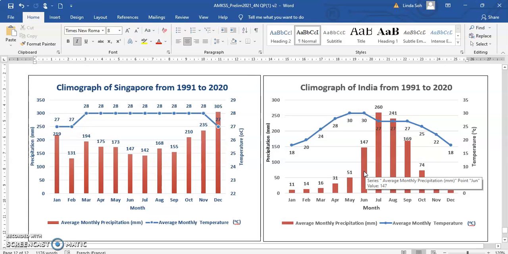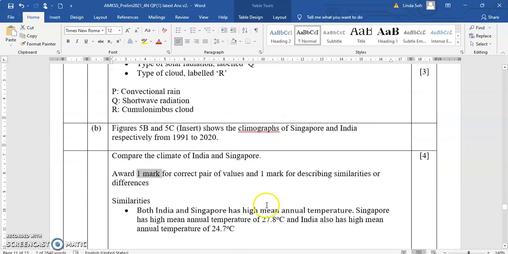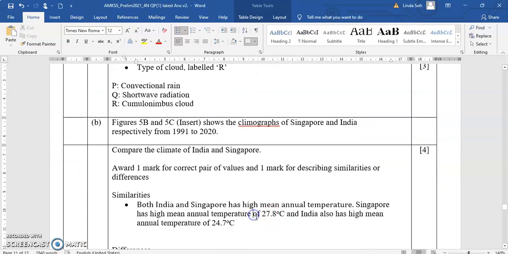So from here, what is the similarity? We can talk about both places having high mean annual temperature, and you must calculate for these two areas. After you calculate, Singapore is 27.8 and India is 24.7. So both places have high mean annual temperature. You must use the specific term, mean annual temperature. You cannot just say high temperature.